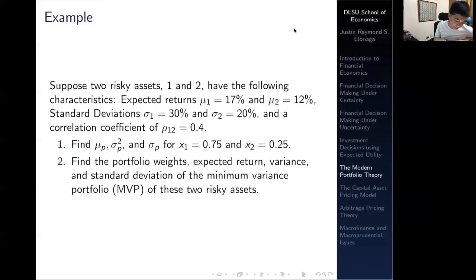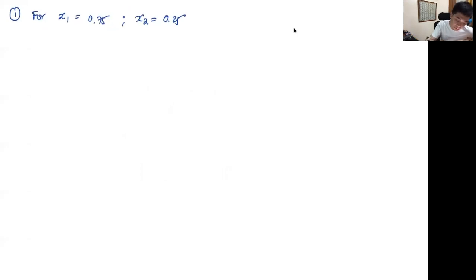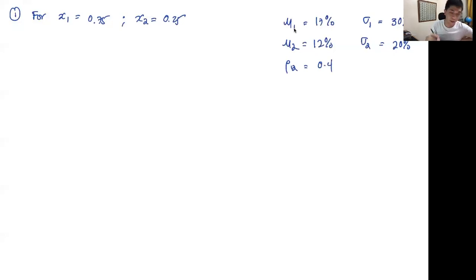Let me write down the given first for everything. So mu1 is equal to 17%, mu2 is equal to 12%. We have sigma 1, the standard deviation of asset 1, which is 30%. Sigma 2 is the standard deviation of asset 2, which is 20%. And we also have a correlation coefficient of 0.4. So we have those there. Let's find first the expected return.